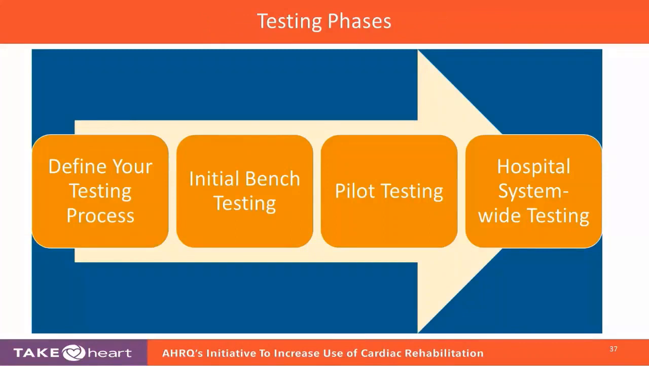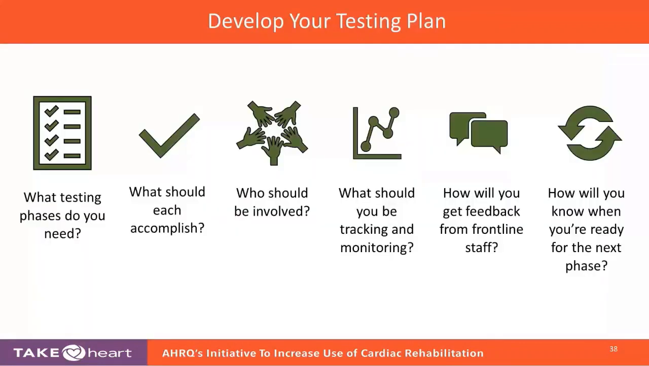So there are several phases to this. First thing is, of course, to figure out what you're going to do. Then you've got your initial behind the scenes bench testing. Then you've got pilot testing, and then a system-wide testing. Ideally, all before you implement. So if you're thinking about your testing plan, how many phases do you need? What is the goal of each phase? And what are the criteria to make sure that you've completed that phase?